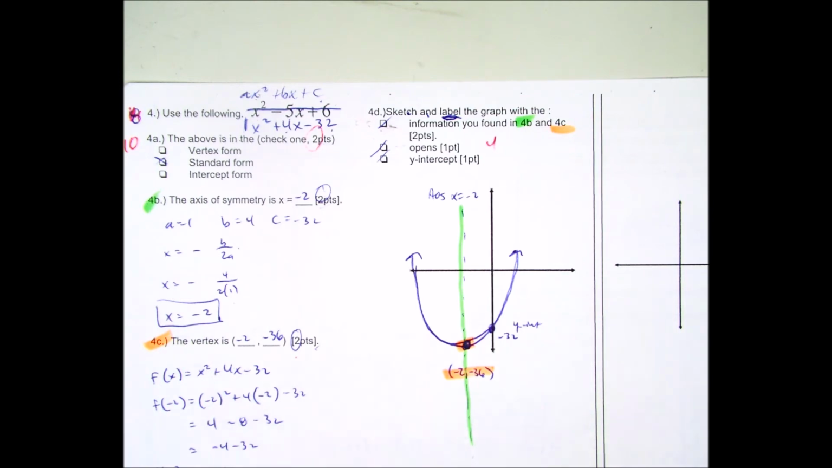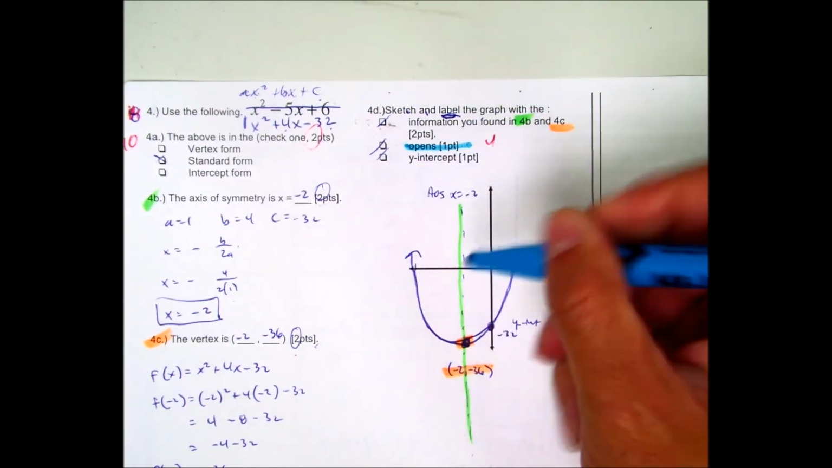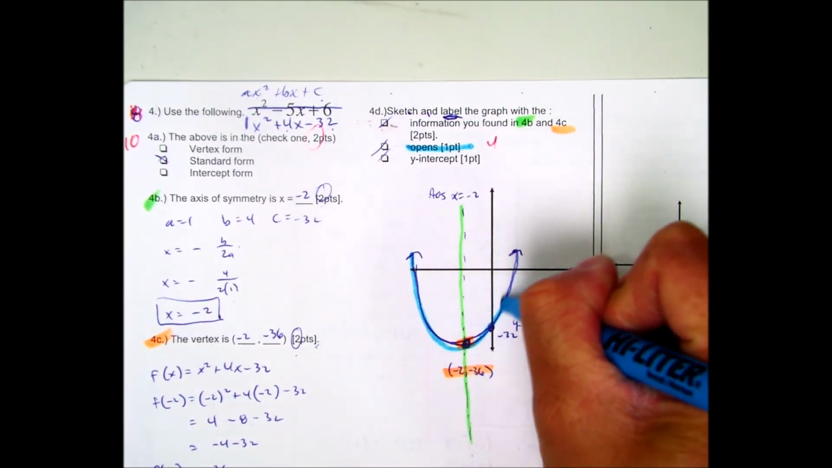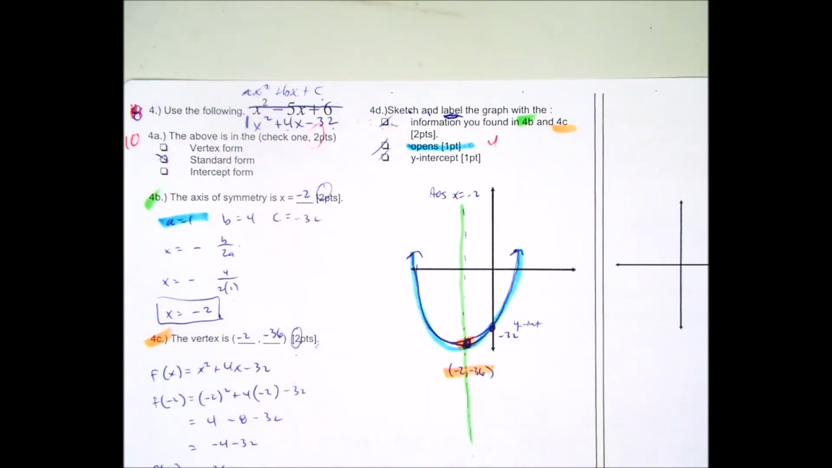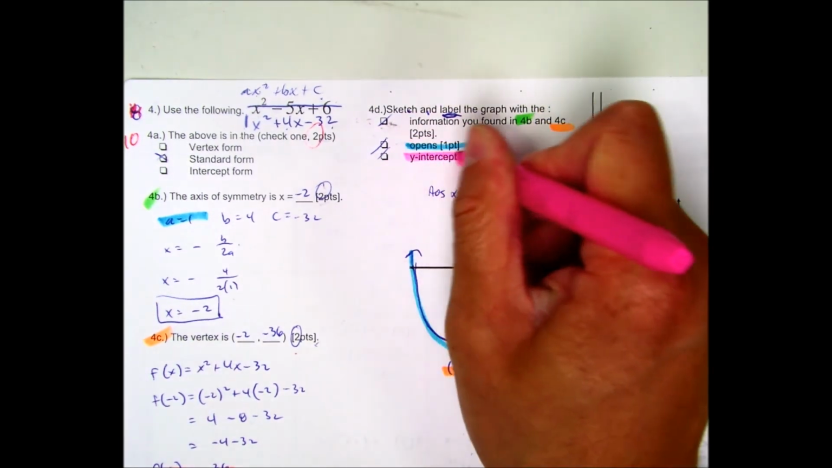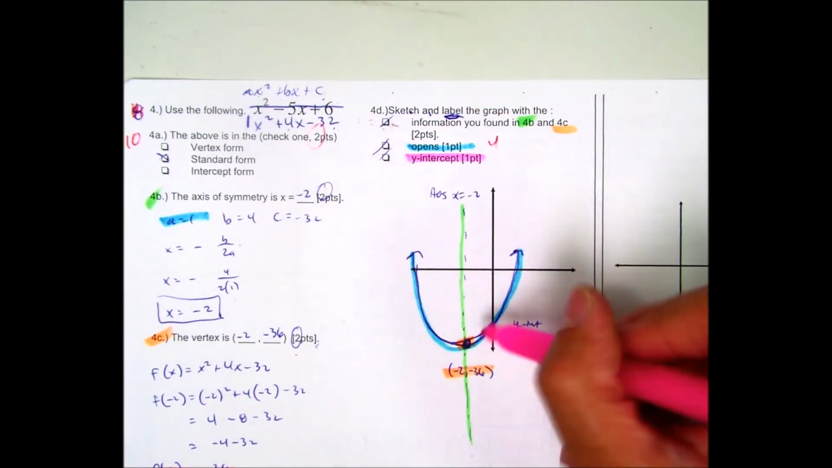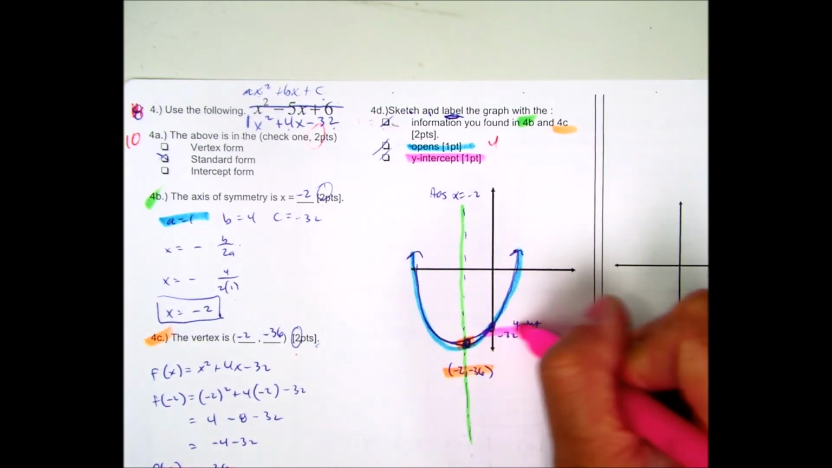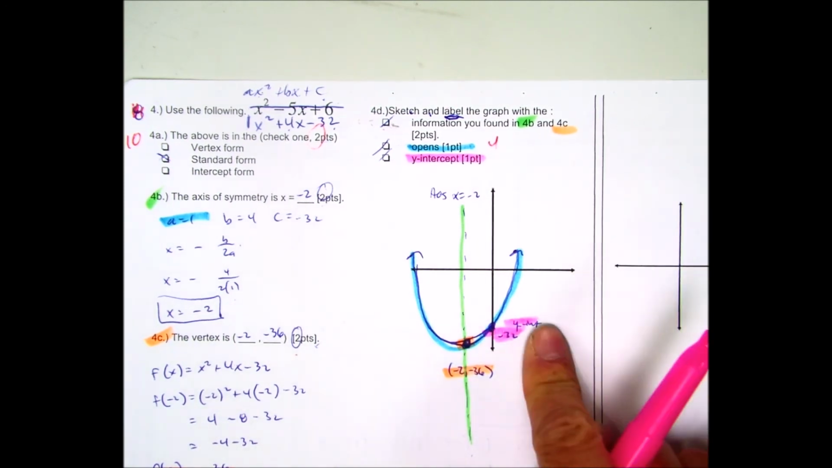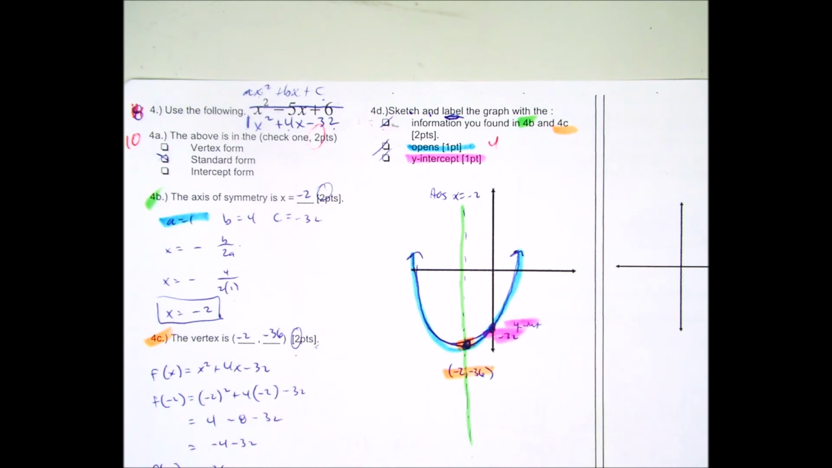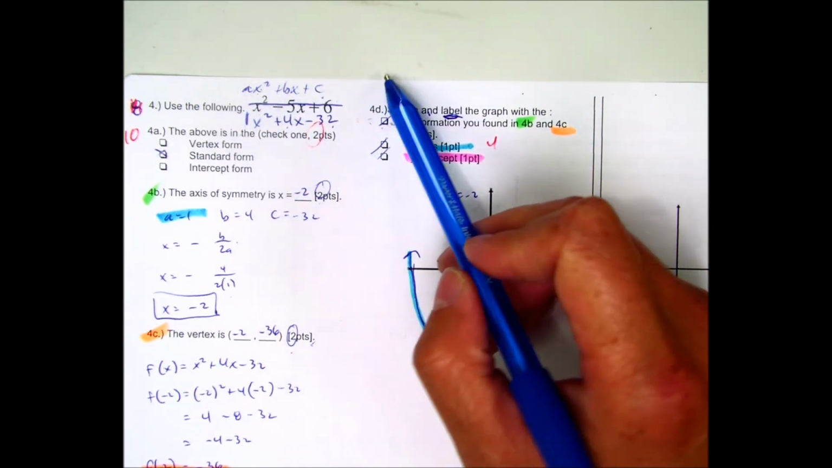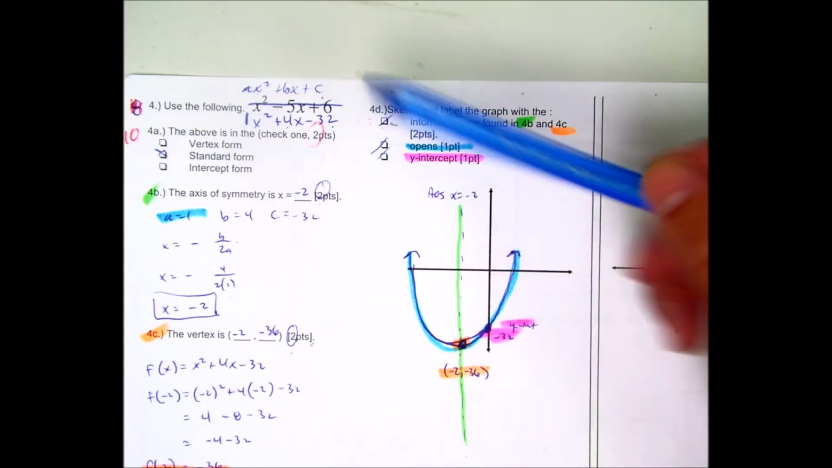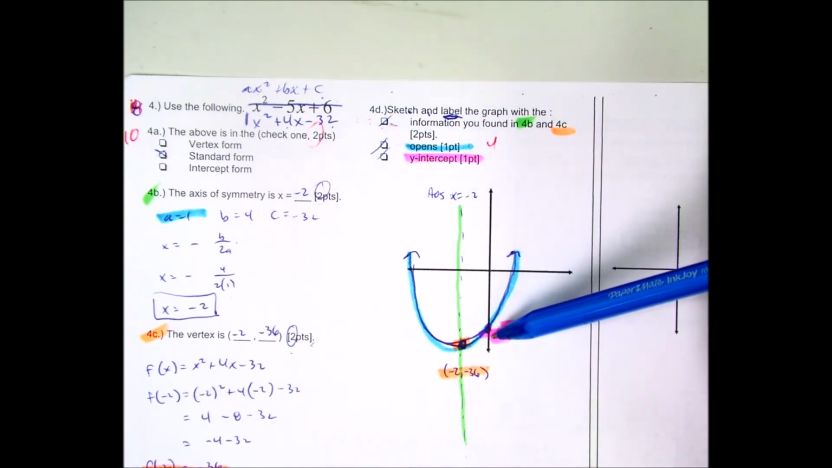I want to know how it opens. So this problem opens up because your a value is positive right there. And the last one is your y-intercept. Remember, sketch and label means you not only put it here, but you write the words y-intercept. Some advantages of the standard form is that it helps you identify the y-intercept very quickly.